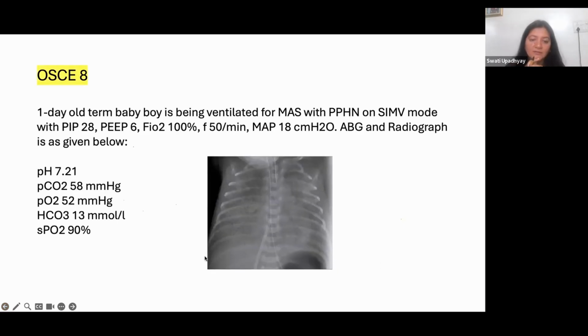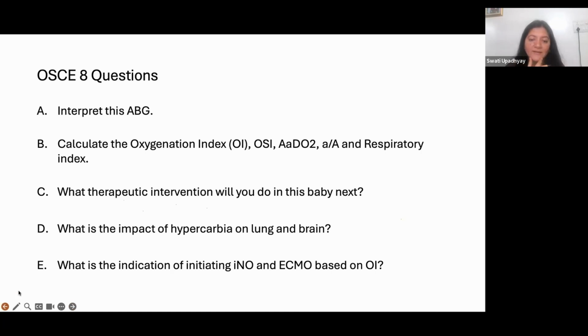Okay, mixed acidosis, right? I think everybody's right here. Yes, because it is acidosis clearly as we can see, and CO2 and bicarb are in opposite directions, so it is mixed acidosis, respiratory and metabolic. Now calculate the oxygenation index, OSI, AADO2, A by A, and respiratory index for this child. OI is 34, very good.